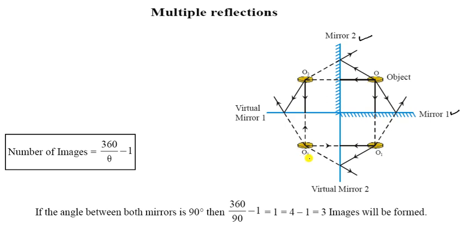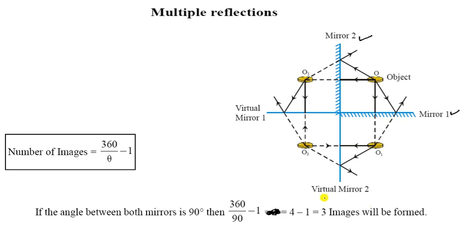Now let us see the number of images. Yes, multiple reflection. You can see here multiple reflection. There are 2 mirrors, mirror 1 here and mirror 2 here. One object is placed between these mirrors, that is O, and it forms one image, that is O1, and the second, that is O2, and these images work as objects. So the final image is formed here, O3. So only 3 images are formed.